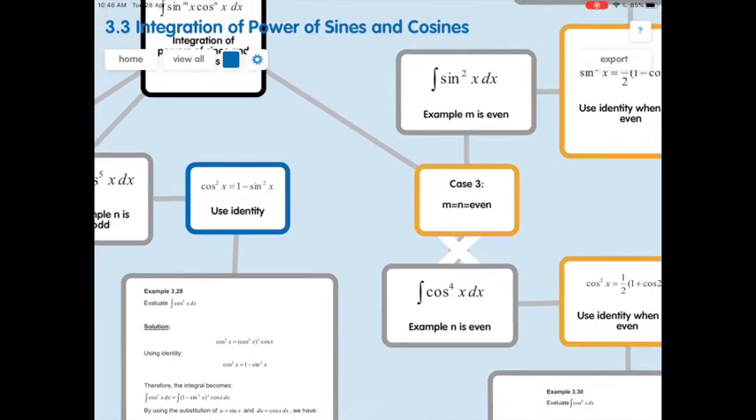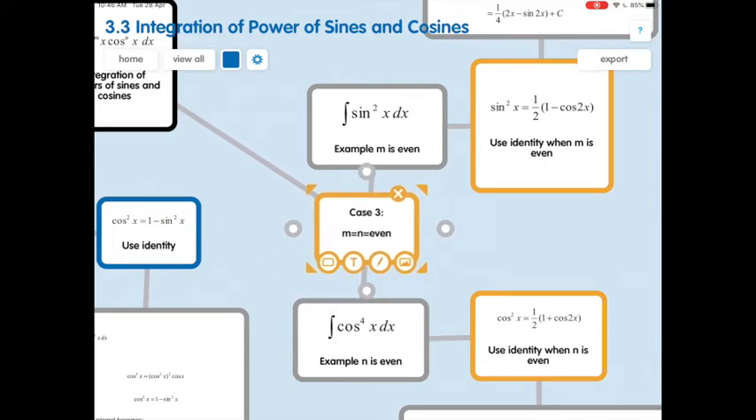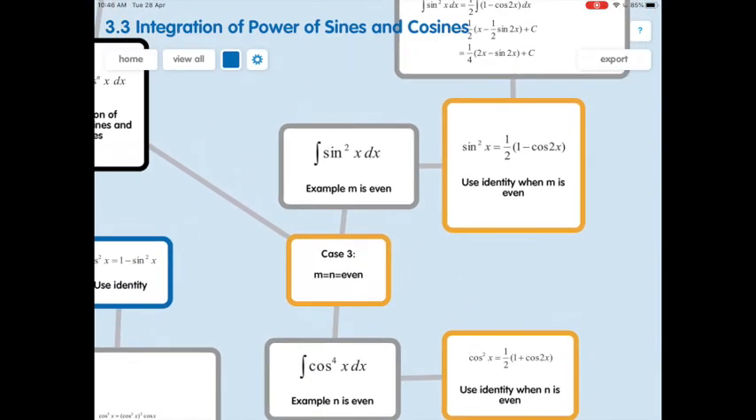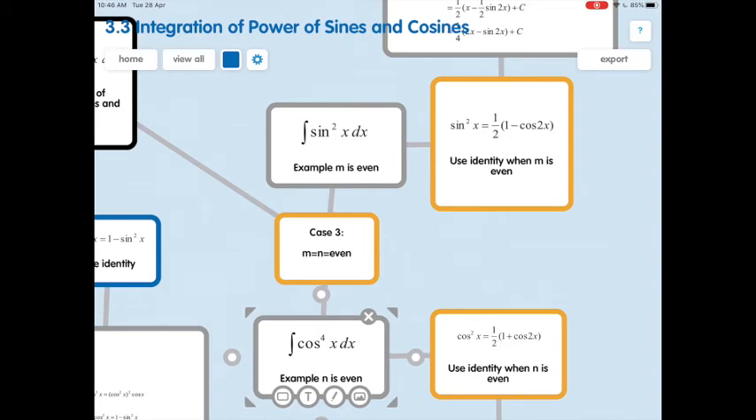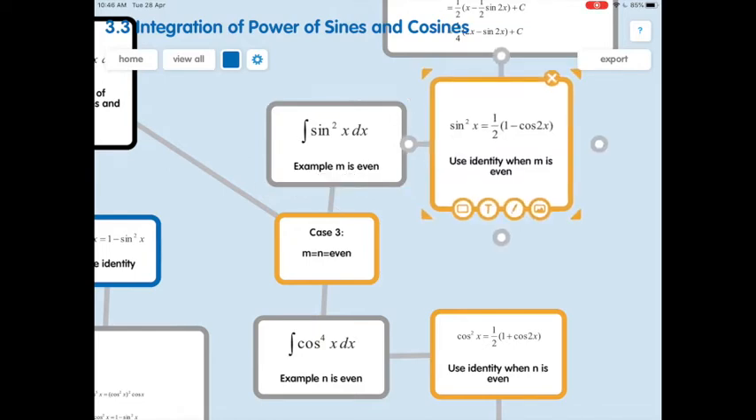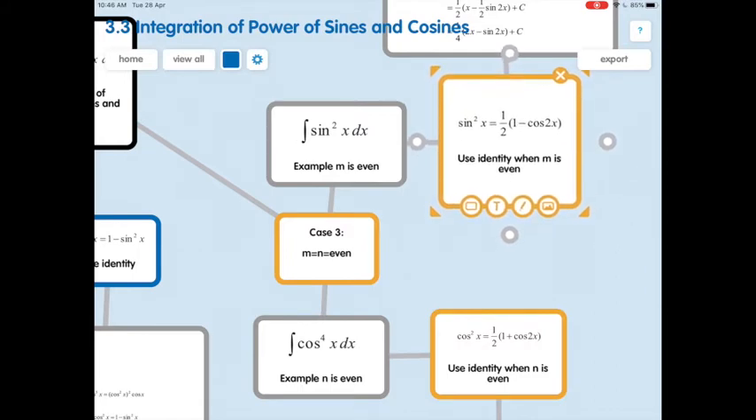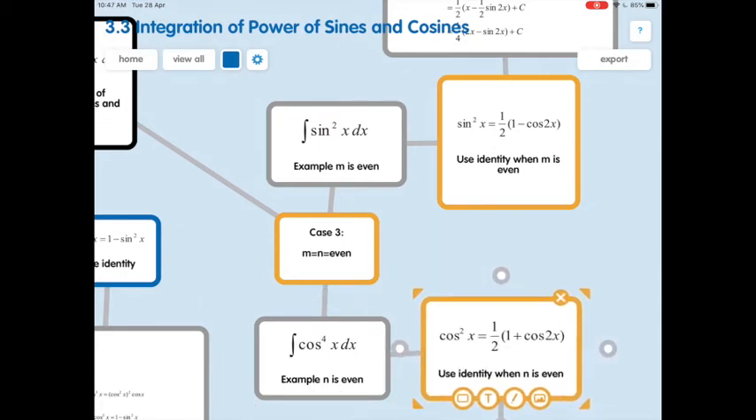Identity. Now regarding the third case here, it is when both are even. So when both are even, I split into two examples here, when m is even or when n is even. So m is related to the sine function, so sine squared x equals half times 1 minus cos 2x. This is the identity that you need to apply when m is even. Whereas when n is even, n is related to the cos function, so you need to use this identity, which is cos squared x equals half times 1 plus cos 2x.